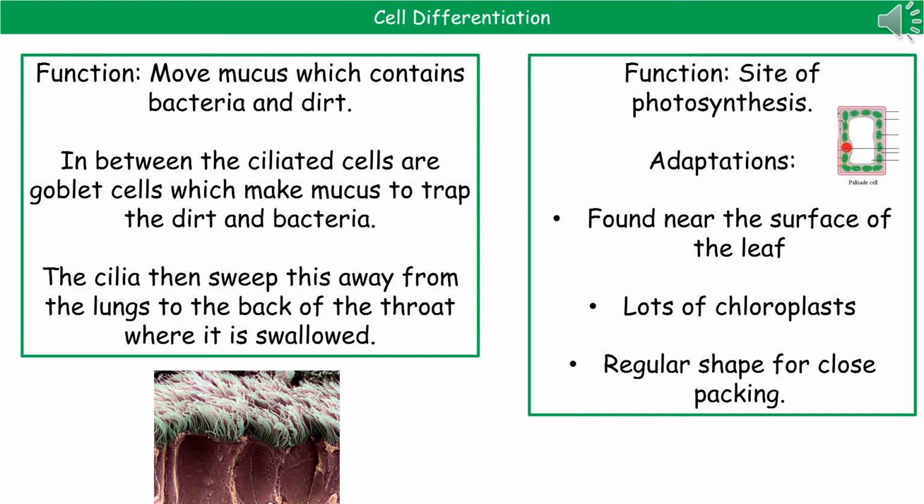Palisade cells are the plant cells, which are the site of photosynthesis. Key adaptations, they're found near the surface of the leaf. They have lots of chloroplasts to trap that light energy, and they've got a regular shape so they can be packed close together.